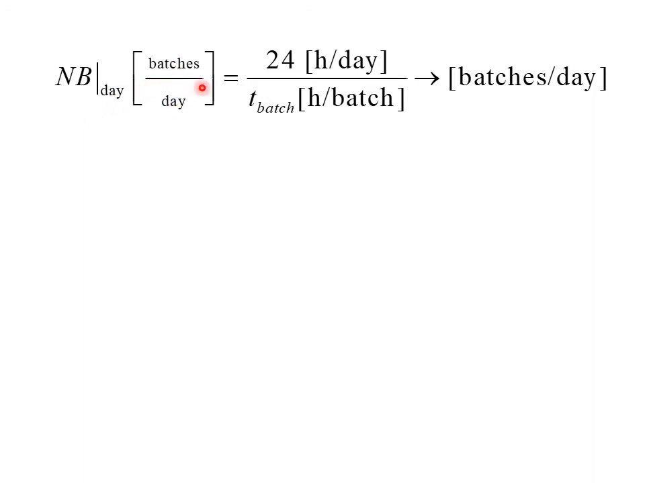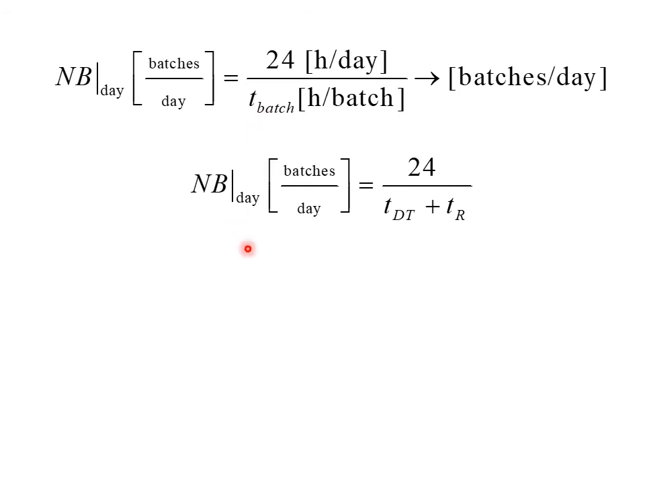It's simply, let's see how many hours we have per day. We have 24 hours per day. We divide it by the time required for every batch, for every cycle, and that is hours per batch. And if you cancel the units, you'll get batches per day. So for instance, if every batch takes 12 hours, that would be 24 divided by 12, that is 2 batches, correct? You can run 2 batches per day.